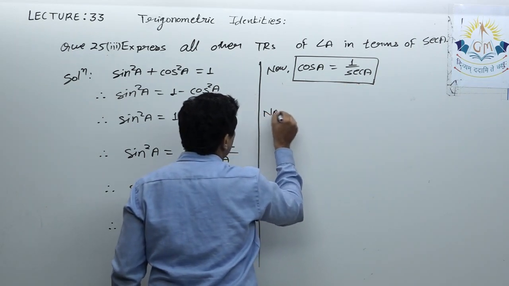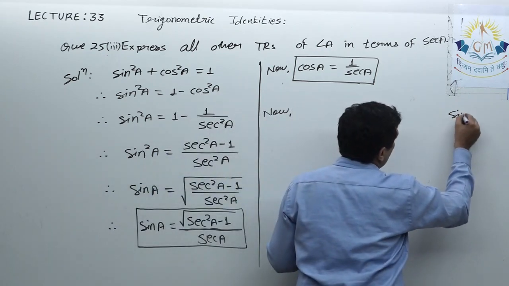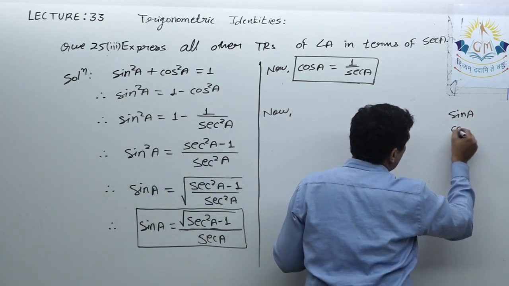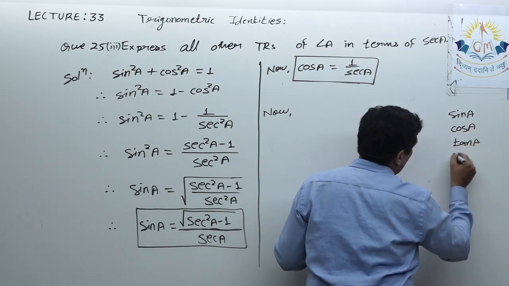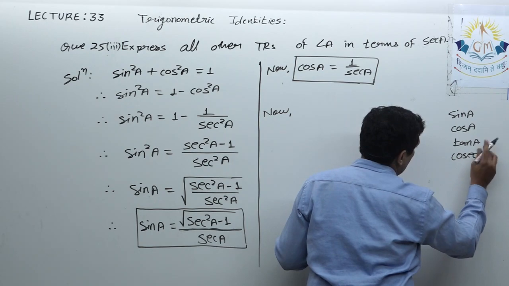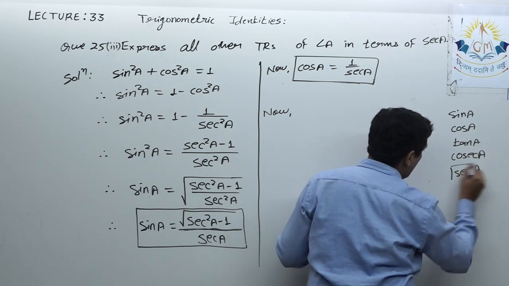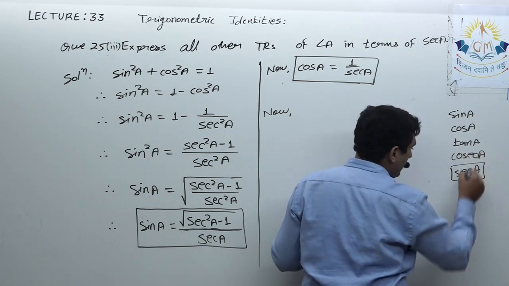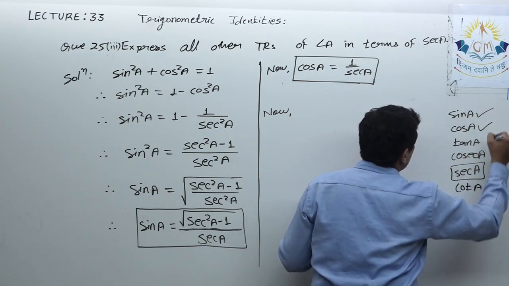Now third. See, I am moving in this direction. That means I started with sin, then cos, then tan, then cosec, then sec. Definitely I won't use sec itself because I need to express all the remaining ones in terms of it, and then finally cot. So this is done, this is done, now this.